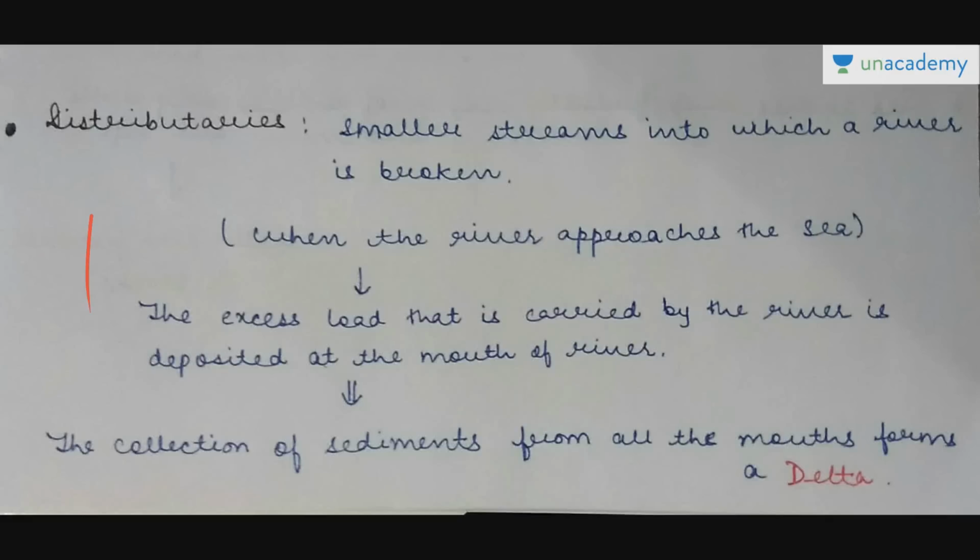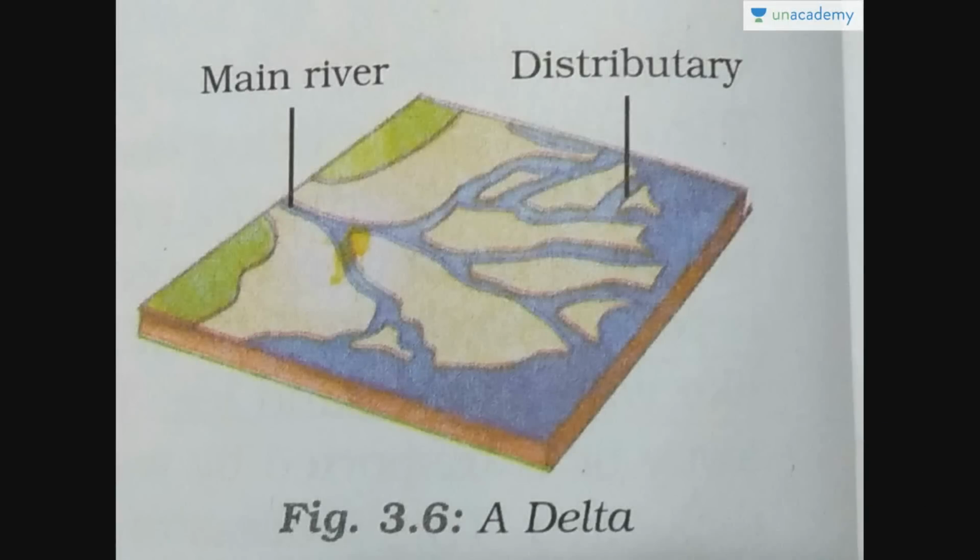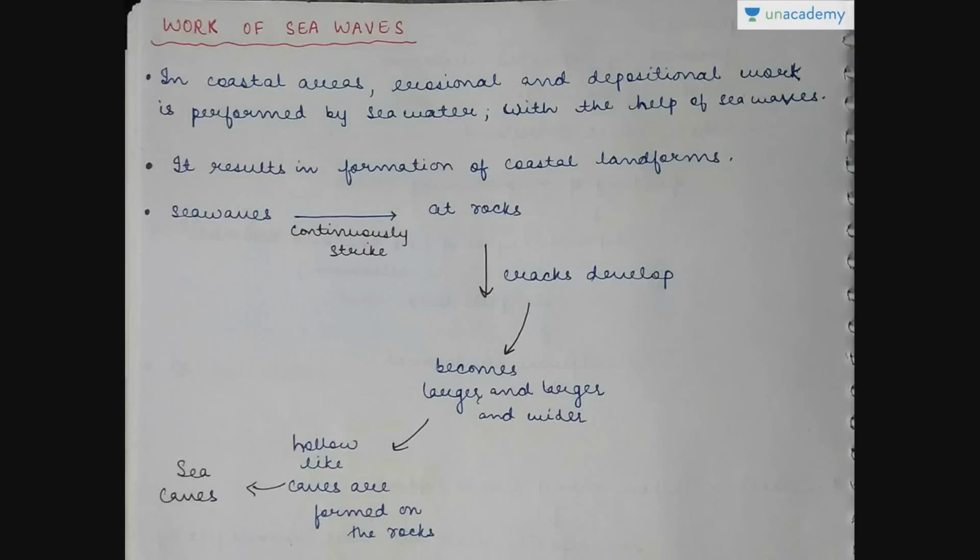Now what happens when the river approaches the sea? The excess load carried by the river is deposited at the mouth of the river, where the river joins the other water body. When we collect the sediments from all these mouths, it forms a delta. We have already learned about the Sundarban delta. Now you see, this is the main river, it is broken into different distributaries, and this region forms a delta.